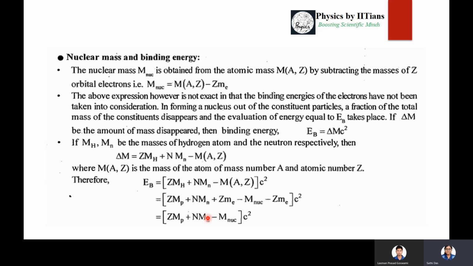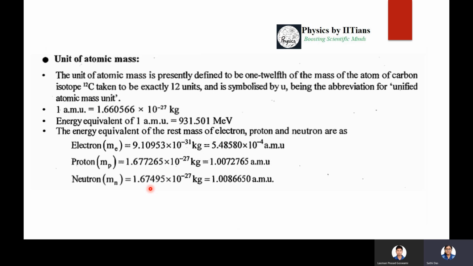Suppose there are 6 protons and 6 neutrons in a carbon atom. First of all, take the individual masses of the protons and neutrons, then take the mass of the nucleus and take the difference between them. You will get the energy, that is the binding energy.